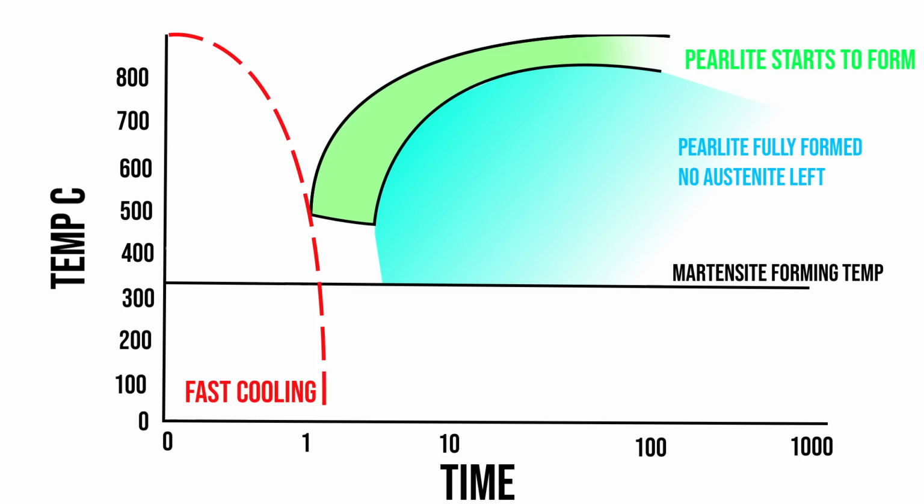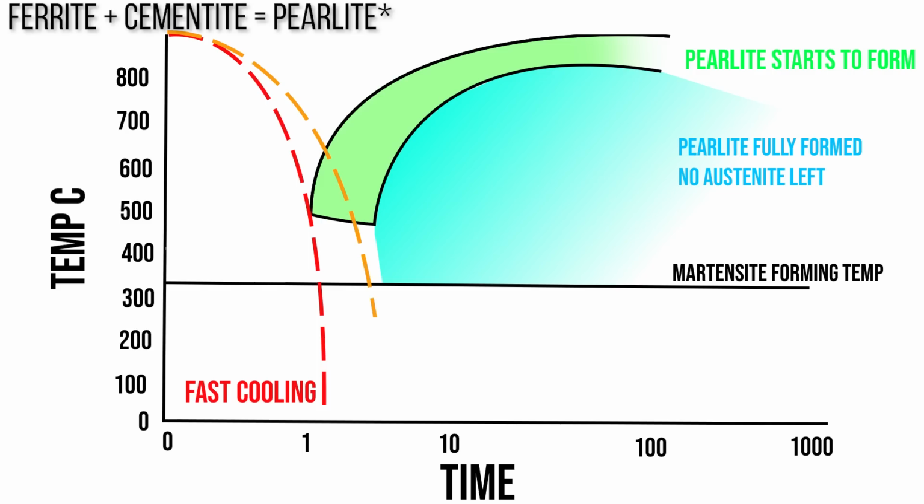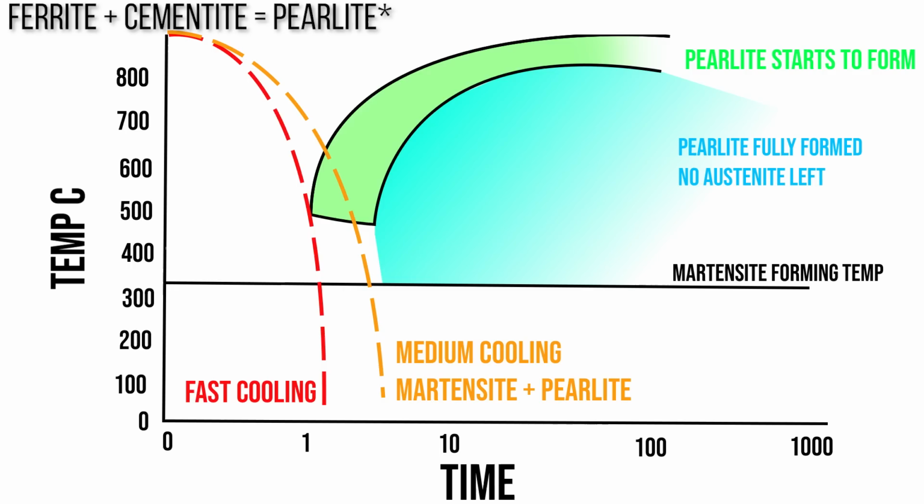However, if we start to cool it down slower, maybe using an oil quench, you can now see that we've passed through the region where ferrite and cementite is able to form. Ferrite and cementite together will be less hard than the martensite. However, the transformation is not 100%, so by the time we get to the end, there's still a bit of austenite left to form our hard martensite.